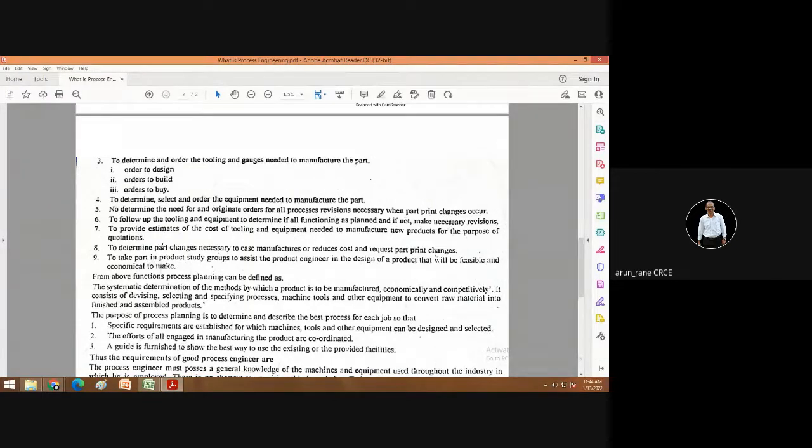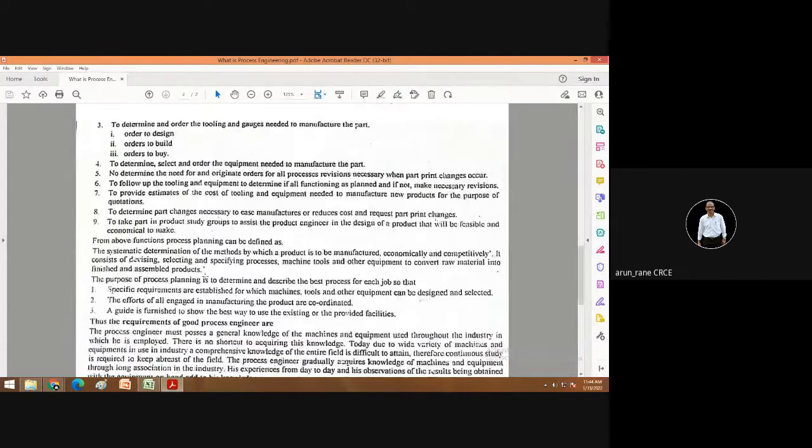Then, to take part in product study groups. In many companies, there are quality control or quality circles, which keep on doing improvements, that is Kaizen, etc. So he has to take part in these study groups to help the product engineer and to help other departments.